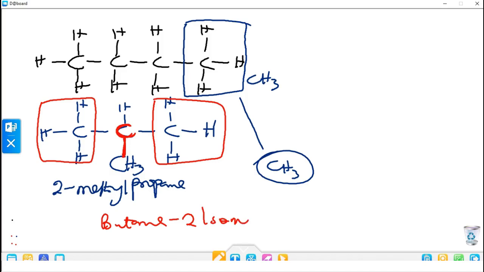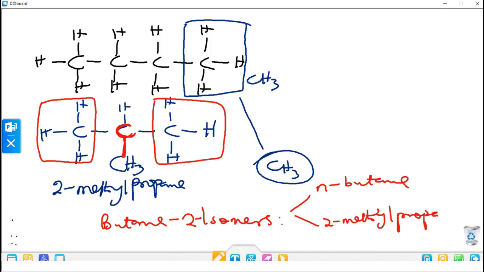Butane has 2 isomers. What are the isomers? The isomers of butane are n-butane, that is butane itself, and 2-methylpropane. These are the isomers of butane: butane itself and 2-methylpropane.